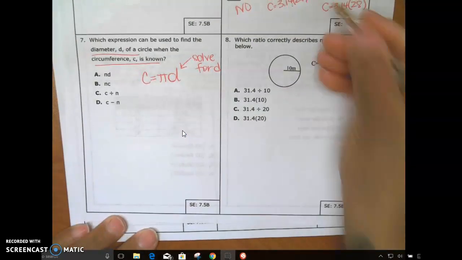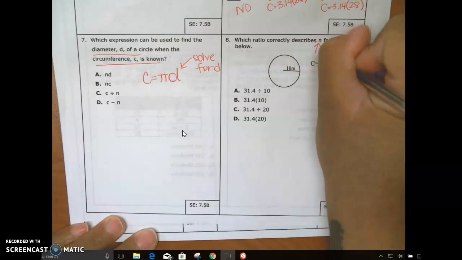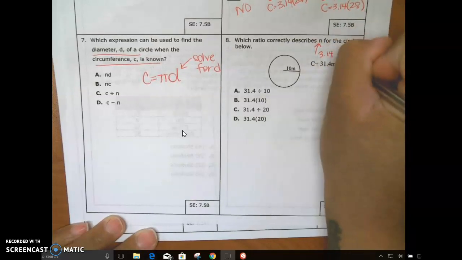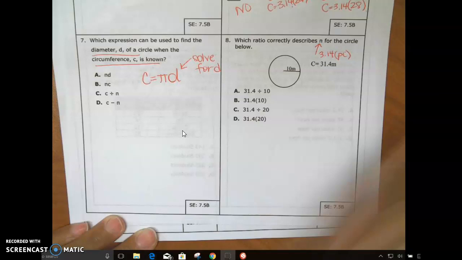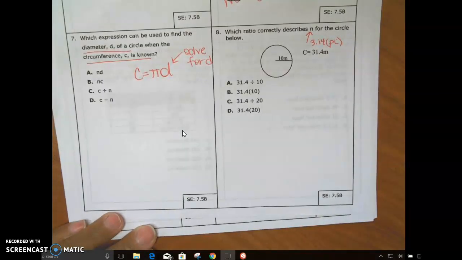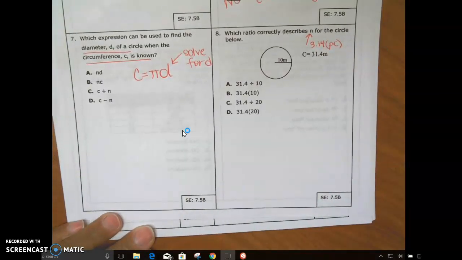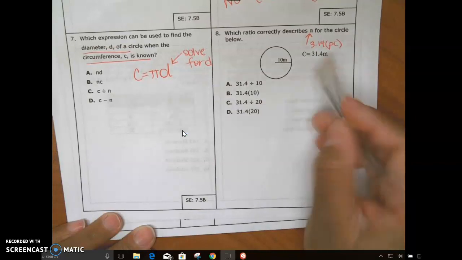Which ratio correctly describes pi? This symbol right here is pi. For the circle below. This is wrong, actually.